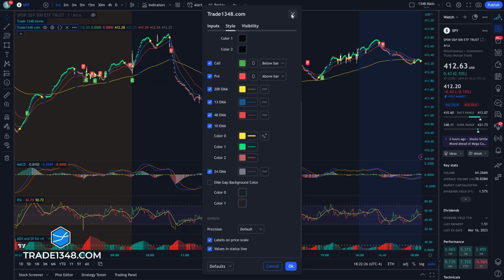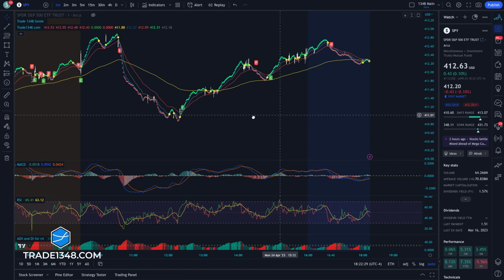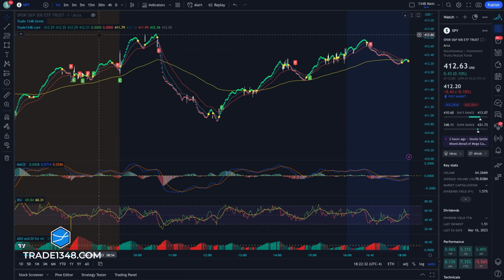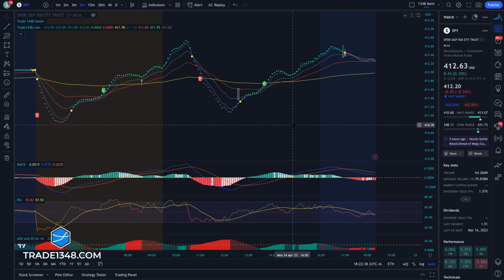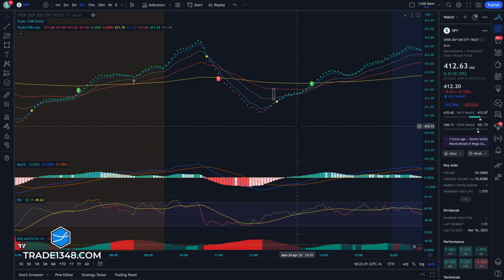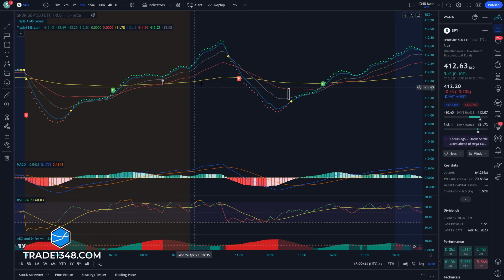Now, why do I have this enabled? Well, let's get right to it. Now, in order to teach this out, again, I'm going to teach it on the smoothest time frame. And here we go. So what you're seeing here is a 13 put playing the first leg for you into the 200 EMA before the put actually happens.